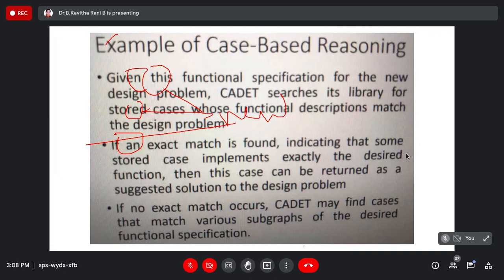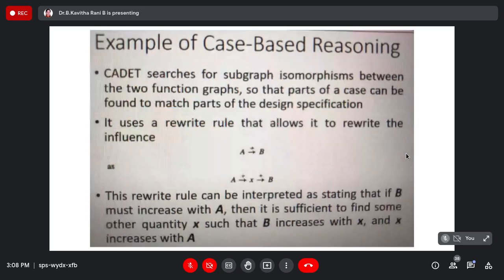Okay. So that matches various subgraphs of the desired functional specification. So this new problem will be matched with the different previous specifications which are there in the library. Then that will be retrieved. So CADET searches for subgraph isomorphisms between the two function graphs so that parts of a case can be found to match parts of the design specification.